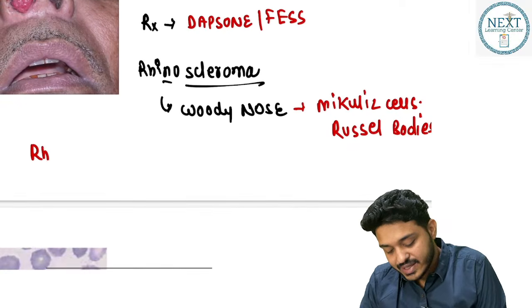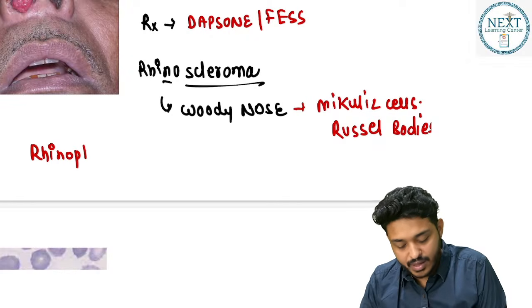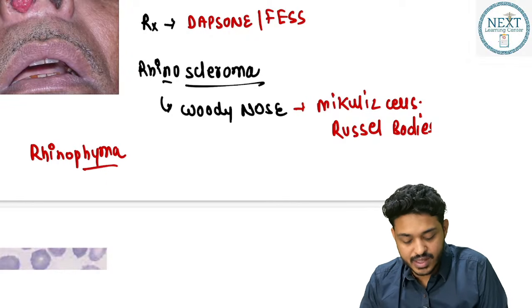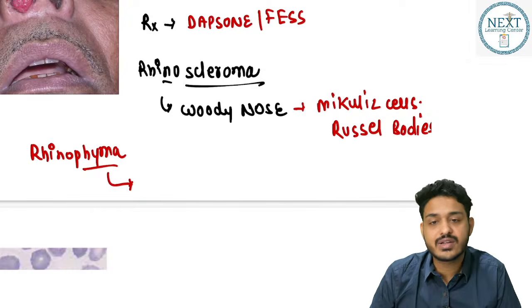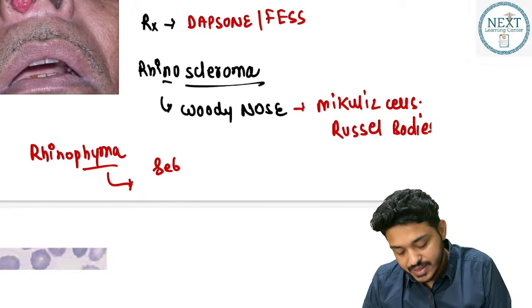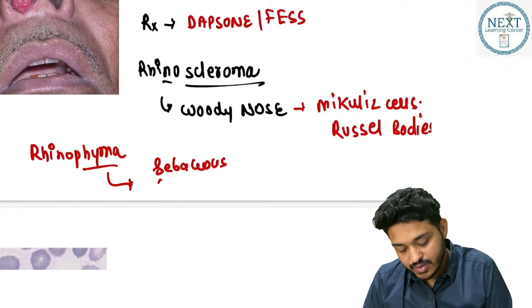And one more entity that you need to remember is rhinophyma. Phyma means potato-like tumor, right? So rhino means nose, and you will have hypertrophy of ectopic sebaceous glands. Sebaceous gland hypertrophy will be there.